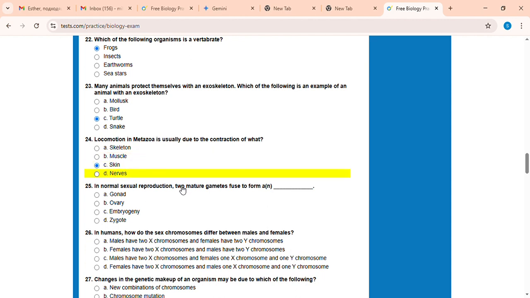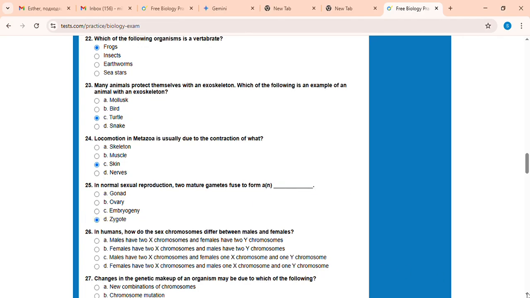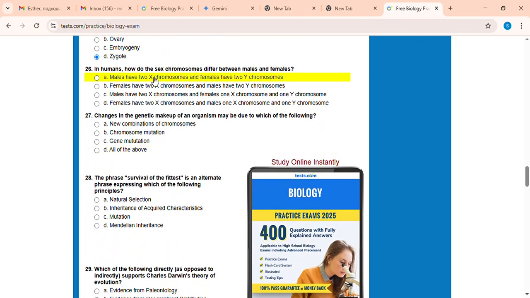I recall what a metazoa is. In normal sexual reproduction, two mature gametes fuse to form always a zygote. I really hope I ace this. You guys doing the work too? In humans, how do the sex chromosomes differ? Female have XX, male have XY. Yes, male one X, female, no, that's wrong.